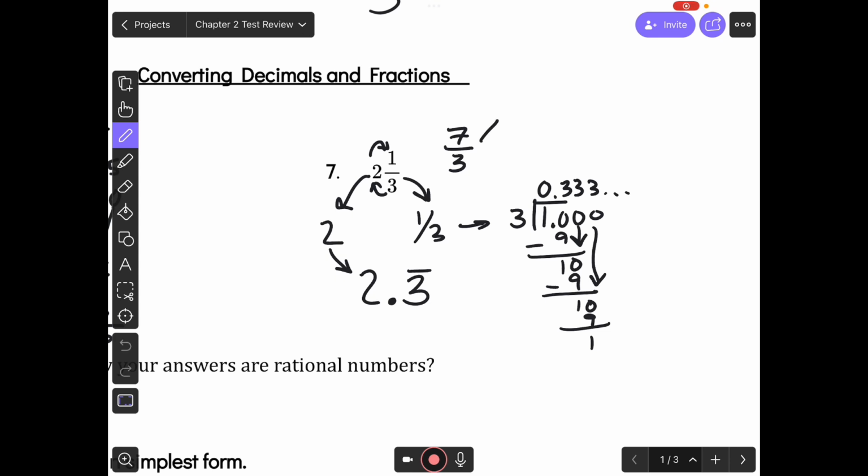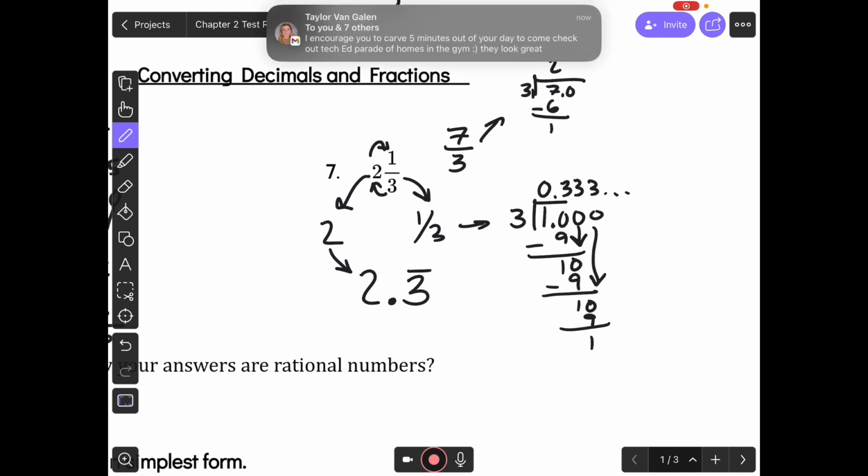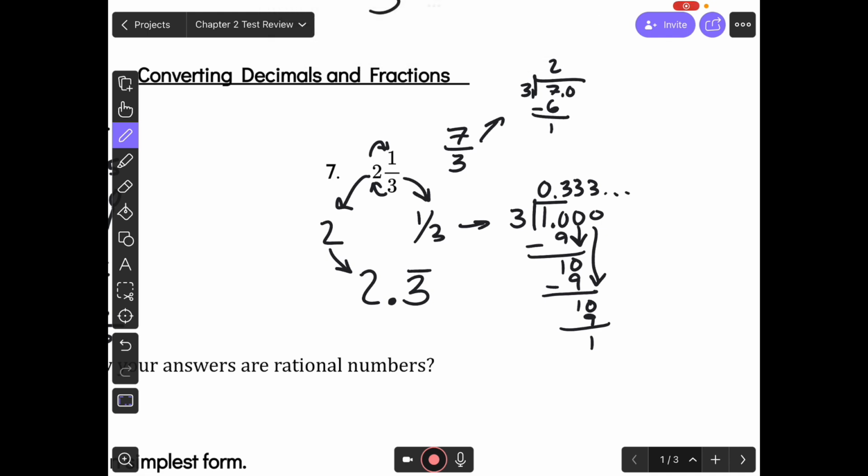Again, if you want to see that these actually match, 3 and 7. 3 goes into 7 twice, and there is our repeating pattern again.